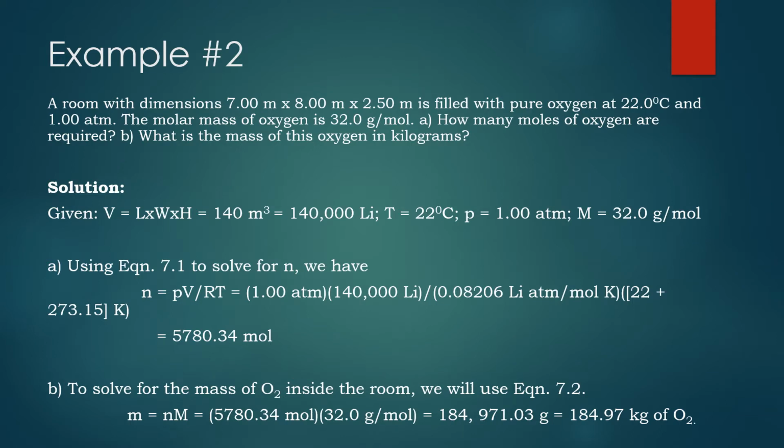For our second example, let us consider this problem. A room with dimensions 7 meters times 8 meters times 2.50 meters is filled with pure oxygen at 22 degrees Celsius and 1 atmosphere. The molar mass of oxygen is 32 grams per mole. A. How many moles of oxygen are required? B. What is the mass of this oxygen in kilograms?